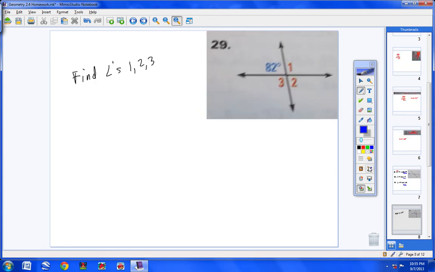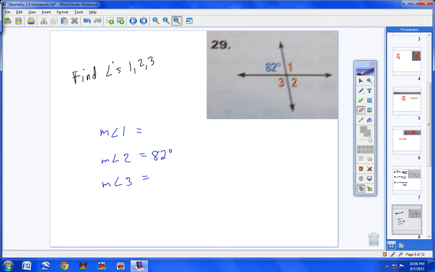Okay, moving on to number 29. Now in number 29, they want us to find the measure of angles 1, 2, and 3. Well, students, we have two lines that are intersecting. Here's the first line. Here's the second line. So we know we're going to have either vertical angles or linear pairs. So first of all, let's do the easy stuff. 82 degrees and angle 2, they're vertical angles, so we know angle 2 is 82 degrees.